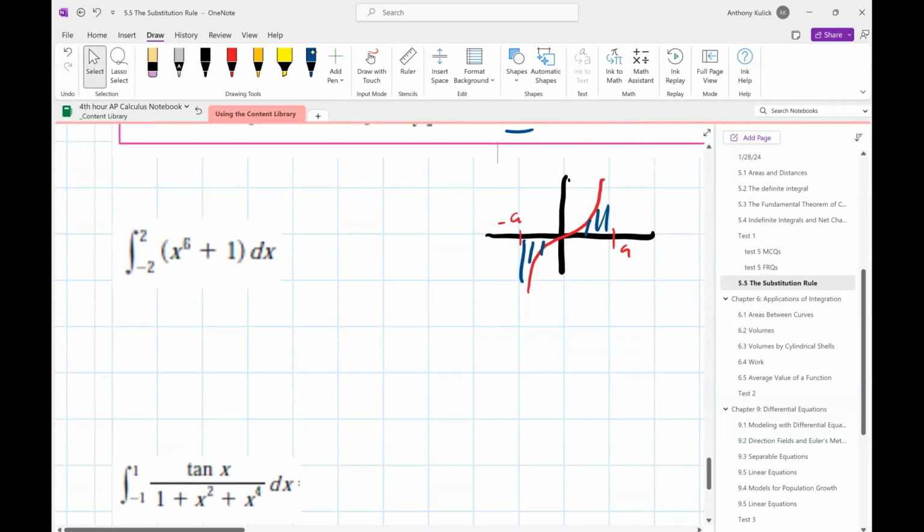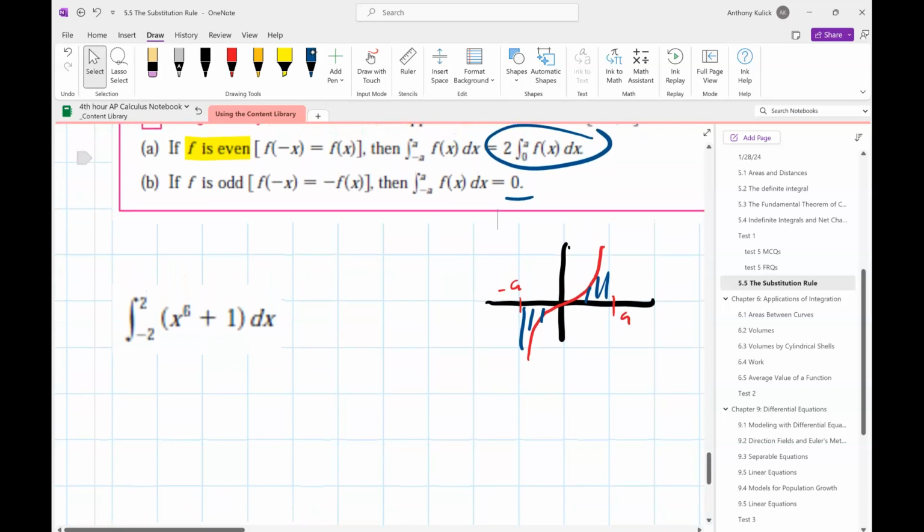Yes, Chanel. Maybe on the graphic? Sure. All right, let's look at a couple examples. The integral from negative 2 to 2 of x to the 6th plus 1 dx. That's my immediate cue to start thinking about this.